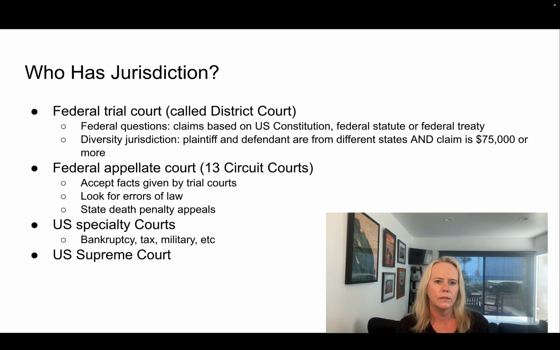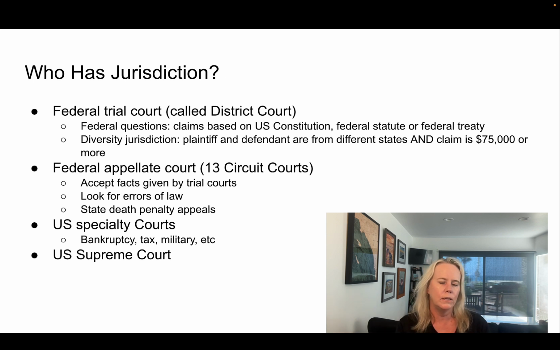Federal appellate courts, again, accept the facts that are given by the trial court. They look for errors of law, and they also hear state death penalty appeals. Anytime a state applies the death penalty, there is always an automatic appeal granted. That automatic appeal will always go to the federal appellate court. And then we have the U.S. specialty courts, again, bankruptcy, tax court, military court, all of that stuff is federal.